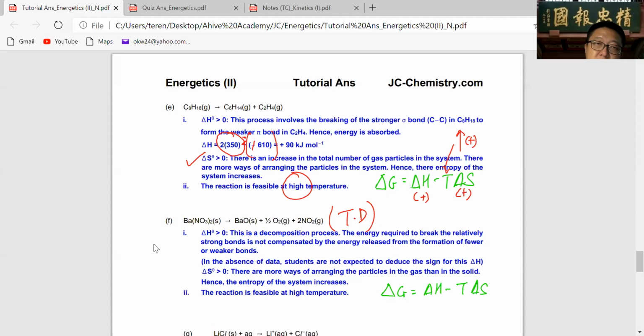Okay, so enthalpy is greater than zero. In a decomposition process, you need energy to be taken in to break it. So this is coming from a qualitative angle. We know this one involves heating, so enthalpy should be greater than zero overall, in order to break down the ionic bonds. So you see a remark here: we are not expected to deduce the sign for this enthalpy unless you are given all the lattice energies for all these compounds. Also, if it's not given, then we just need you to deduce in a very qualitative manner.